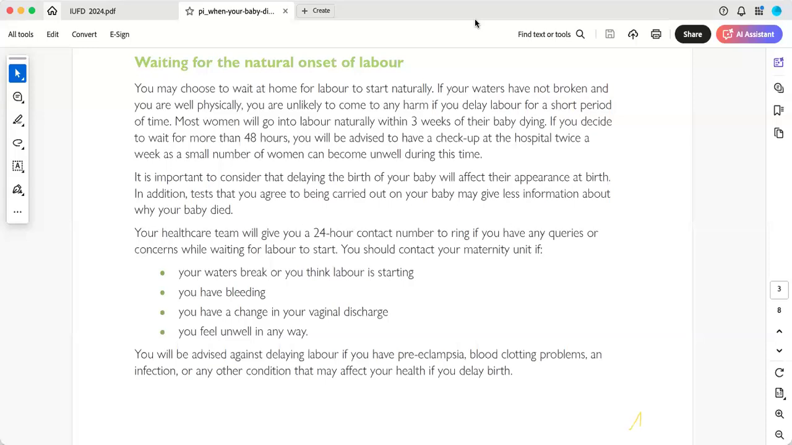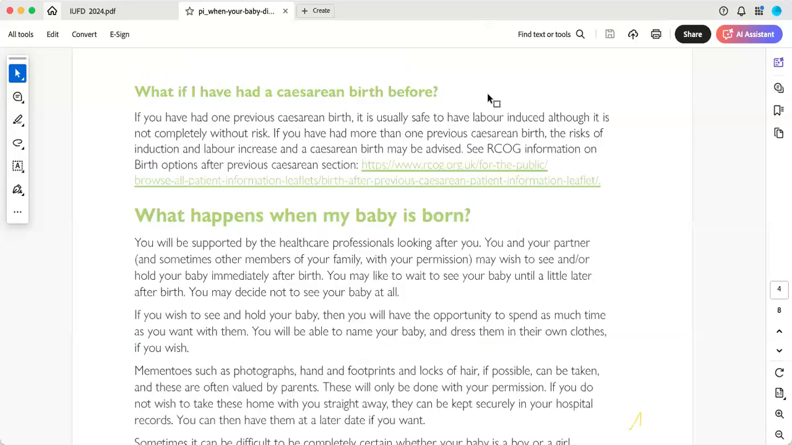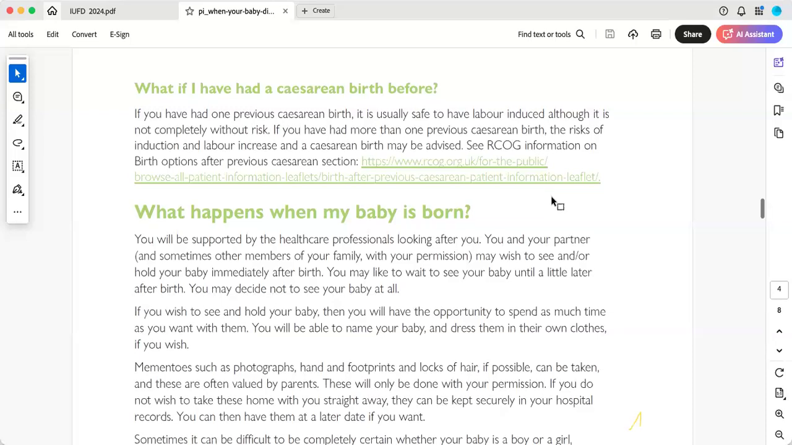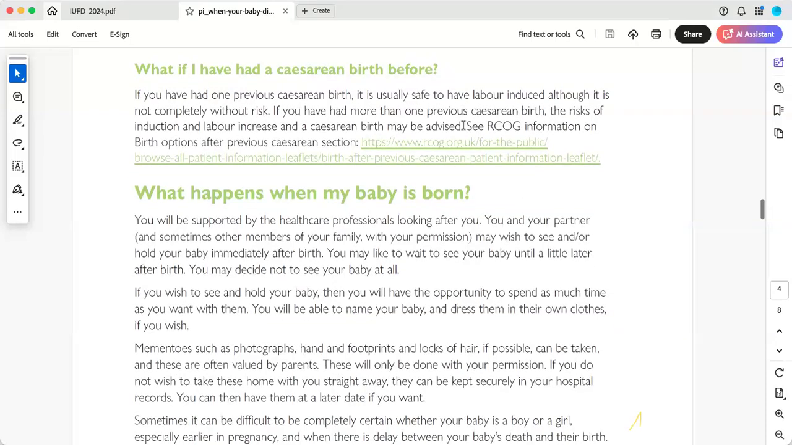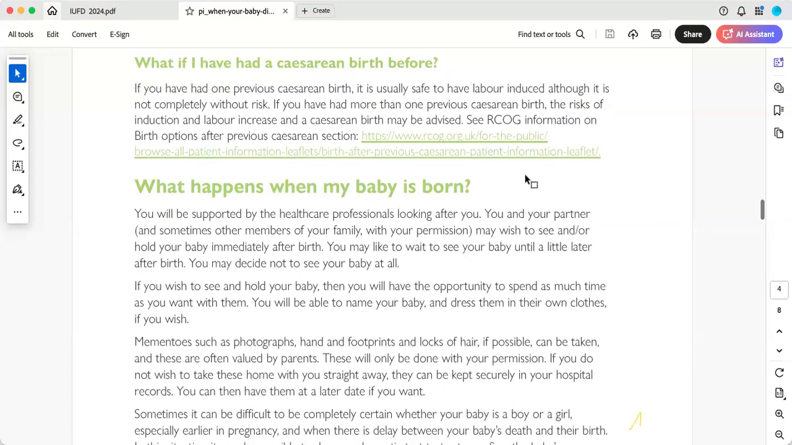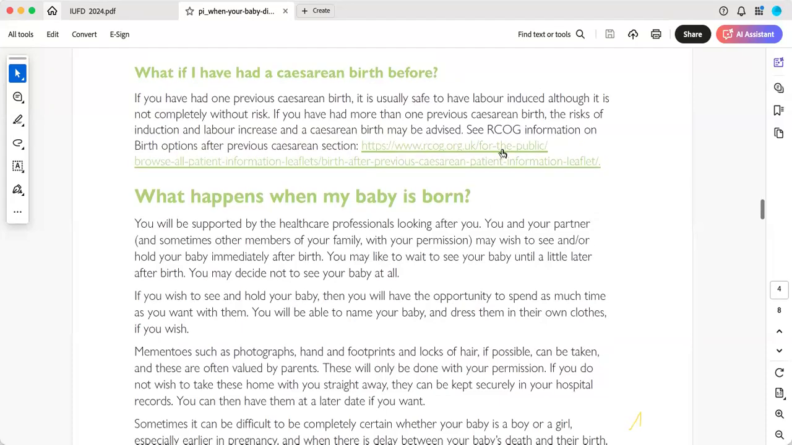If the patient has had a cesarean section before, it's usually safe to induce labor, although it's not completely without risk. Okay, so you have to speak about the risk, as we said, my dear friends. If the patient has had more than one previous cesarean birth, the risk of induction of labor increases, and cesarean birth may be advised. Okay, and there is also here a patient information leaflet for the VBAC.